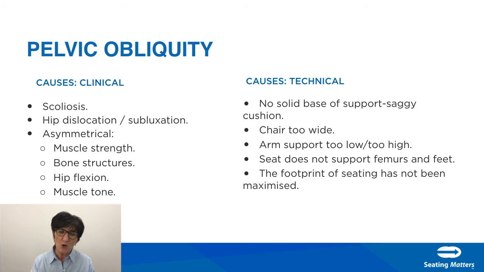But how is the chair also contributing to this posture? So if there's no solid base on the chair, so there's a very saggy cushion. If the chair is too wide, the client tends to lean to one side to get support. If the arm supports are too low or too high, or the seat does not support the femurs and feet, therefore we haven't maximised the imprint of sitting.